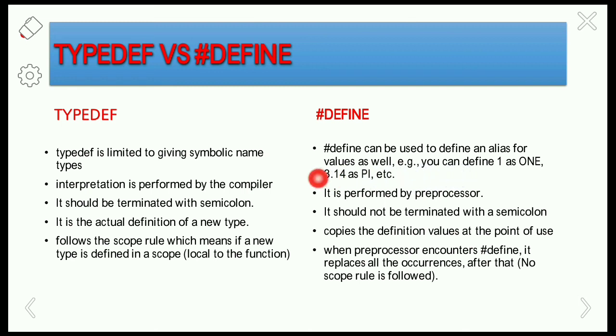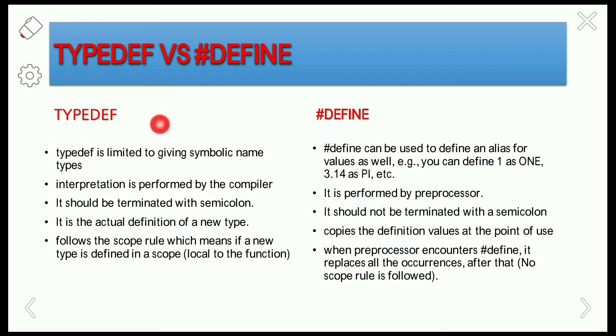Suppose in the case of the area of a circle, we have to define the pi value as 3.14, and the pi value won't change throughout the program. So pi is a constant, right? In this type of scenario, we can use the hash define tag. Interpretation is performed by the compiler in the case of typedef, whereas it is performed by the preprocessor for hash define. We know hash include stdio.h and stdlib.h are all preprocessor header files, so it is done by the preprocessor.